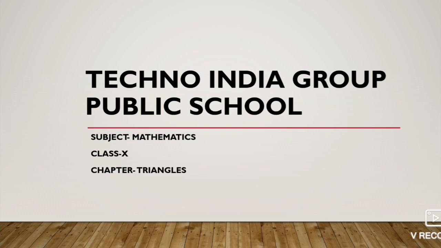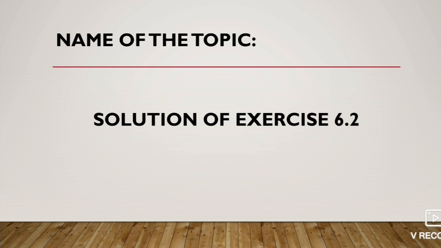Triangle. The topic for today is solution of exercise 6.2 of this chapter Triangle of NCERT book. In this video, we will discuss about the solution of question number 4, 5, 6 and 7. Okay. So, let us start with question number 4.